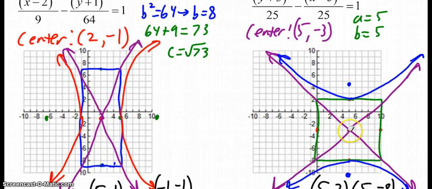So I plot the center, (5, -3). And then I went up 5, right 5, down 5, left 5. I drew in a box. I drew in the asymptotes. And then I just drew a lovely curve for my hyperbola. I plotted the foci approximately. The square root of 50 is a little bit more than 7. So since this was a vertical transverse axis, that means I plot them up and down from the center.